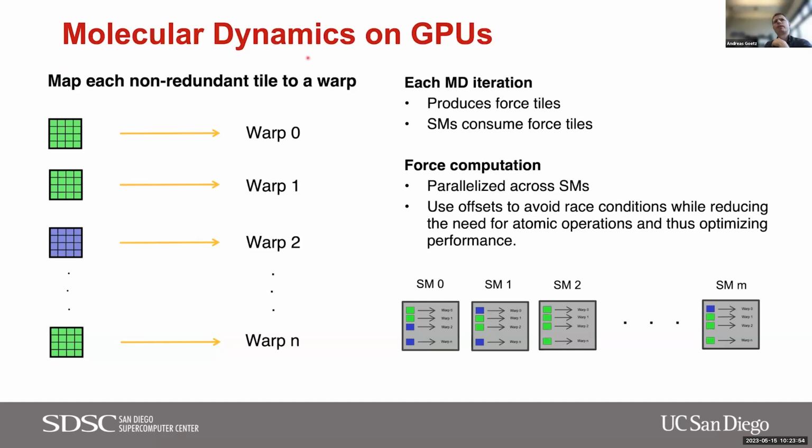A warp is NVIDIA specific, but just think about it as a number of threads that are operating together in lockstep. We distribute these tiles of work to the different processors. SMs are processors on GPUs, and if we do it correctly, we use offsets to avoid race conditions.